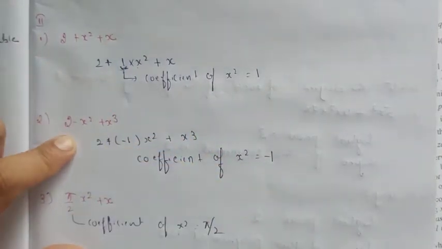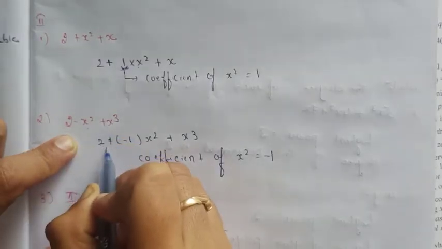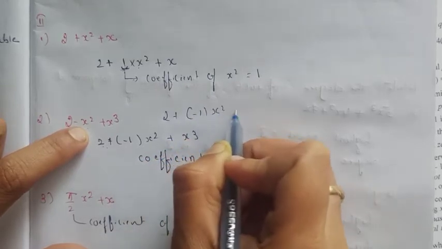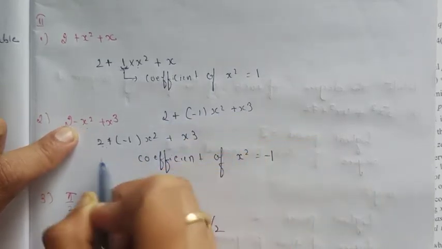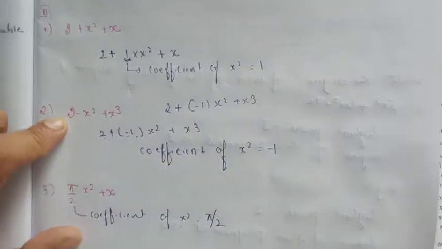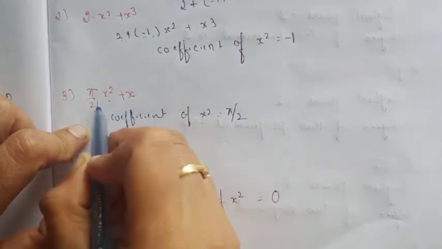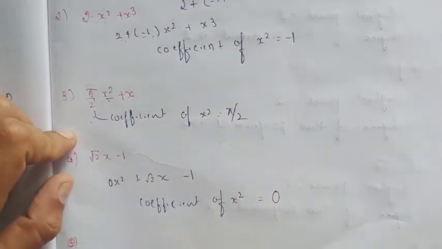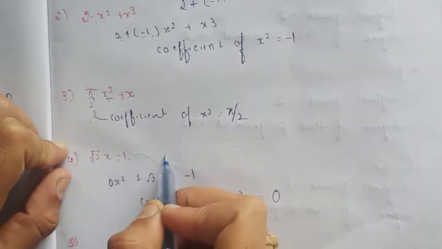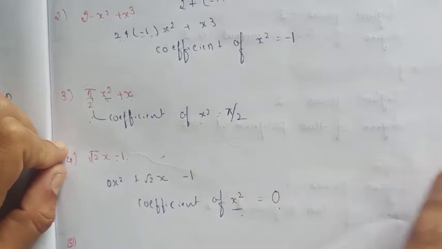Next, in the second question, 2 minus x square plus x cube. Here we can write 2 plus minus 1 x square plus x cube, so the coefficient of x square is minus 1. Next, pi by 2 x square plus x: the coefficient of x square is pi by 2. Next, root x minus 1: in this expression there is no x square, so the coefficient of x square is 0.